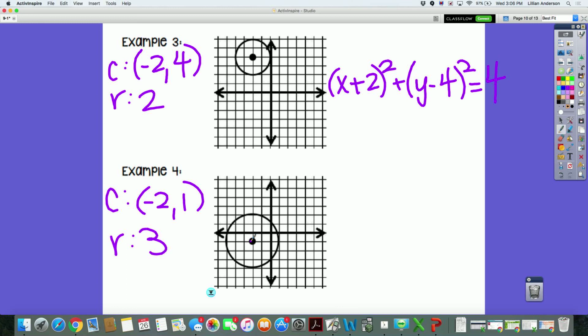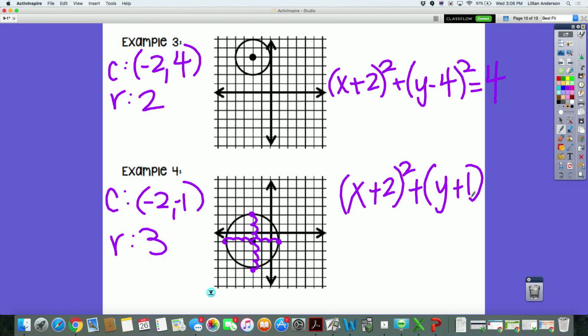So you start from your center. You can go straight up, 1, 2, 3. You can go straight to the side, 1, 2, 3. You can go straight down, 1, 2, 3. You can go straight across, 1, 2, 3. The radius is the same from the center. Isn't it -1? It is a -1. Thank you. So when we go to plug it in, that's going to be x plus 2 squared plus y plus 1 squared equals 9. All we're doing is just plugging into the formula from there.